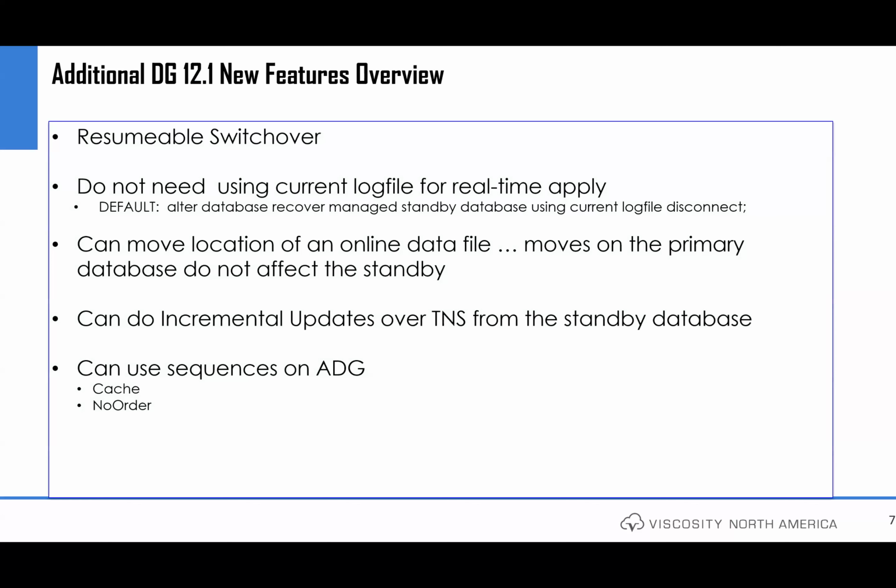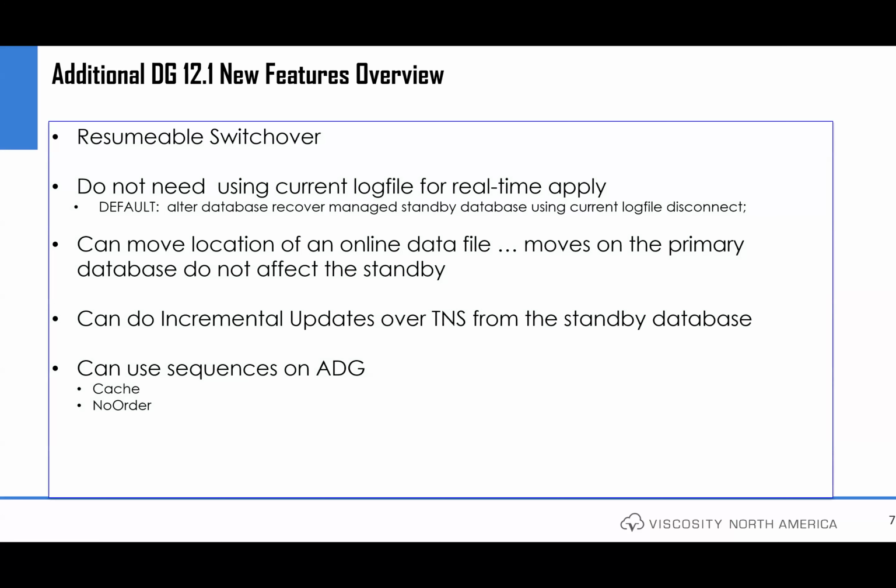12.1 also introduced a capability for resumable switchover. If your switchover failed, you just fix whatever caused the failure. You could tell it to resume the switchover. The syntax for current log for real-time apply now became standard. We can do incremental updates over TNS from the standby database.